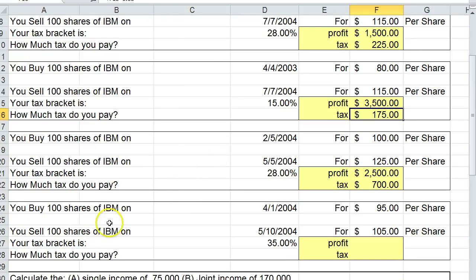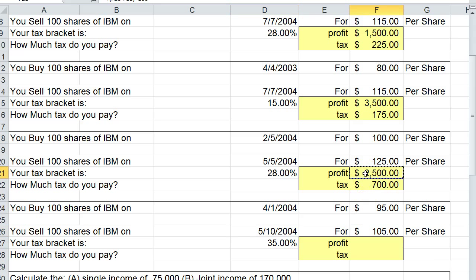All right, so if we look at the last example here, I buy 100 shares on April 1st, 2004, and I sell 100 shares on May 10th, 2004. Is this short term or long term? It's short term. It's only about a month. So I'm not going to qualify for any of the discounts.